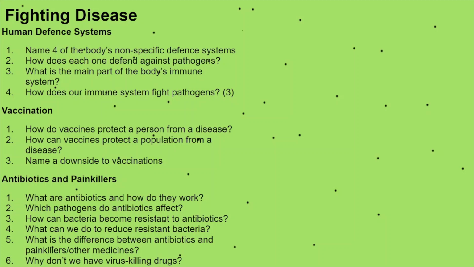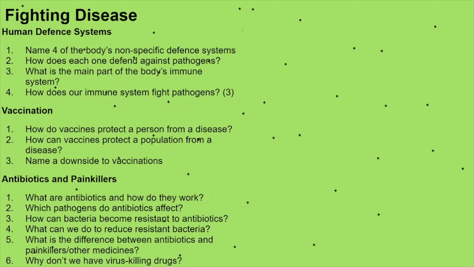So the difference between antibiotics and painkillers and other medicines: painkillers relieve pain, obviously other medicines relieve other symptoms, whereas antibiotics, they actually kill the pathogen. Other medicines don't, they just reduce the symptoms from the pathogen while your body fights the pathogen.